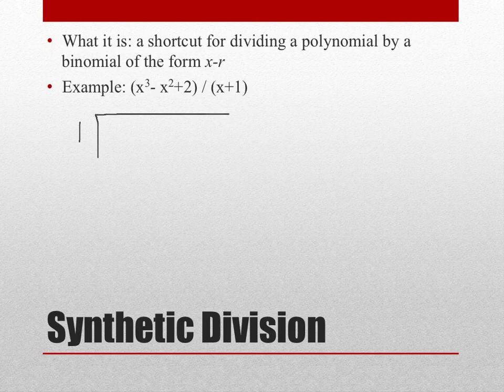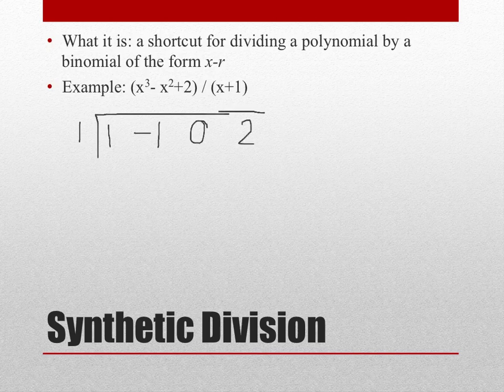Now we want to look at what our coefficients would be in front of our polynomial. So here, 1 would be our x cubed. In front of our x squared would be a negative 1. And then notice now we don't have an x term. So in place of that coefficient for the x term, we just write 0. And then we have the 2.